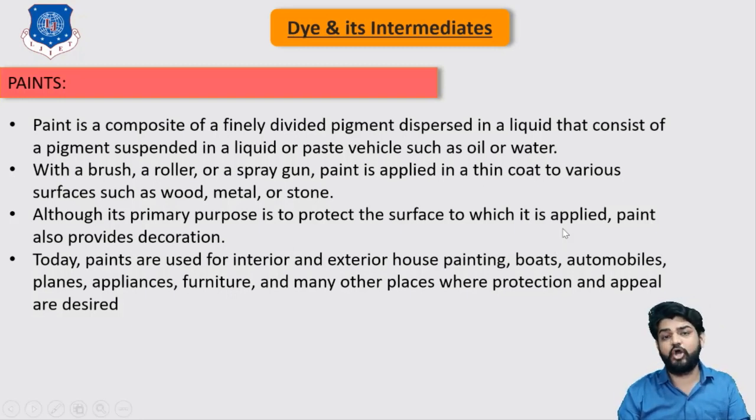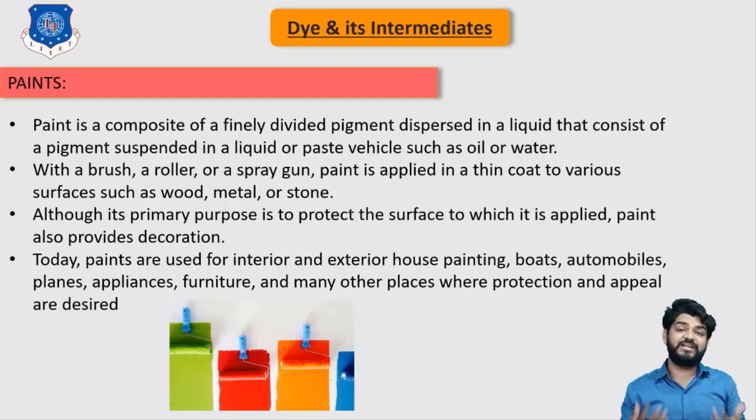And this paint can also be used for decoration purposes. For the decoration of different concrete walls, we are using paint. Today, paints are used in interior and exterior house painting, and on boats, automobiles, planes, appliances, furniture and many other places. Paint finds large applications, right? So paint serves two purposes. It can be used for the protection of the surface and it can also be used for decorative purposes.